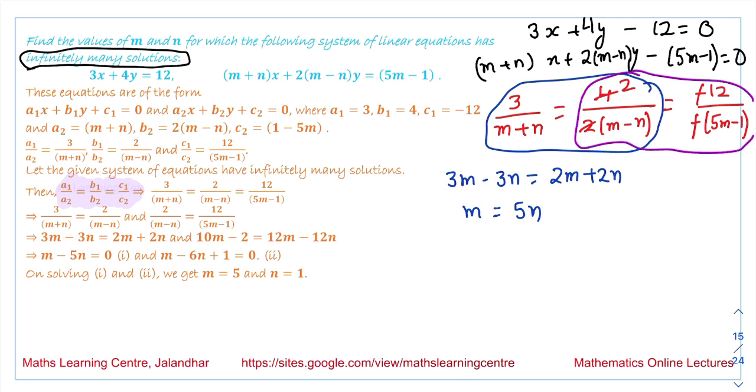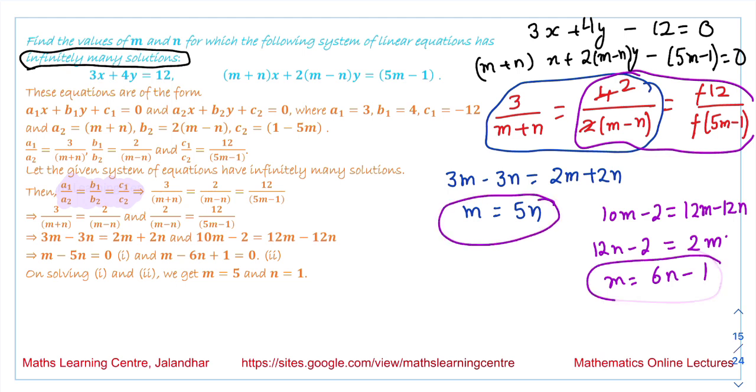On solving these two equations, if we cross multiply these terms, we have 10m - 2 equal to 12m - 12n. If we solve this equation, we get 12n - 2 is equal to 2m. So the value of m we obtain is 6n - 1. For solving these two simultaneous equations, both these m should be the same. So we have 5n is equal to 6n - 1. So we get n is equal to 1.